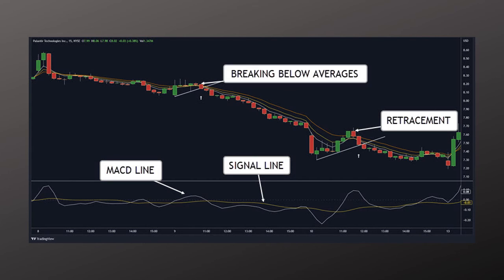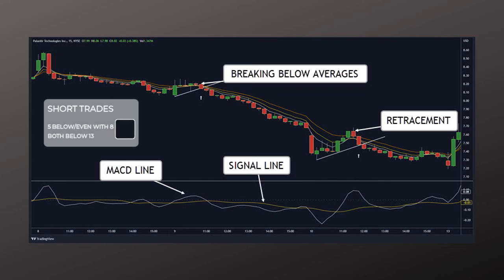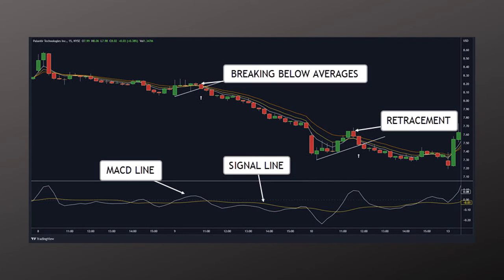So you want to see the 5 EMA below or at the same price point as the 8 EMA when you're selling. Having a longer term moving average in the same direction, it's a pretty decent signal to look for, extra confirmation. Flat for the longer EMA, that's fine. We just don't want it curling in the opposite direction.